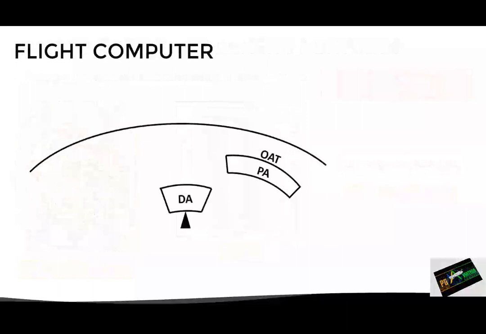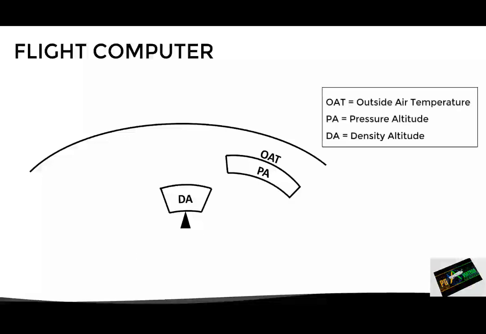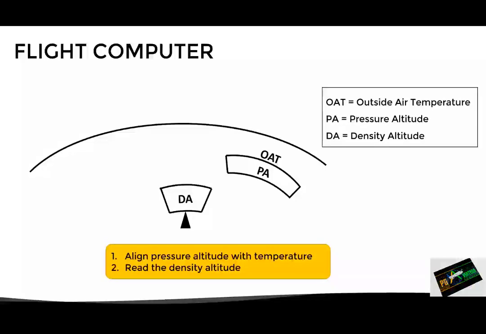Let's begin with the flight computer. For this, we will use the inner scales, specifically the little scale in the center and the upper right scale. In order to calculate the density altitude, we have to know in advance the air temperature and the pressure altitude. The first step is to align the pressure altitude with the corresponding air temperature in the upper right scale. Then we just have to read the resulting density altitude in the center scale.